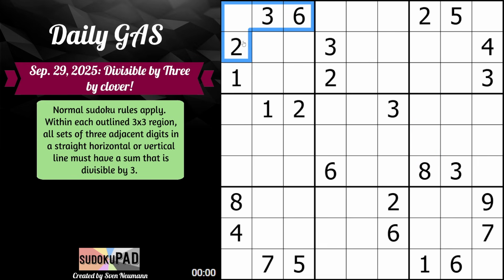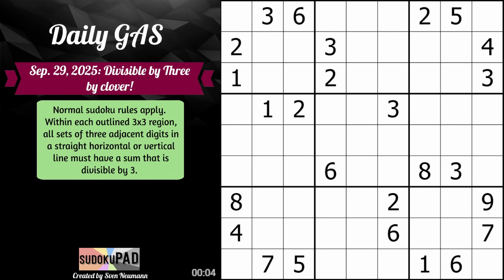So essentially, you can split each 3 by 3 thickly outlined region into 6 strips that all must have sums divisible by 3. And of course, this is only within the region, so not across boxes. Like these 3 cells and these 3 cells, this doesn't need to have a sum divisible by 3. It could, but it doesn't have to. And that's it. Those are the rules. Let's just jump right into it.